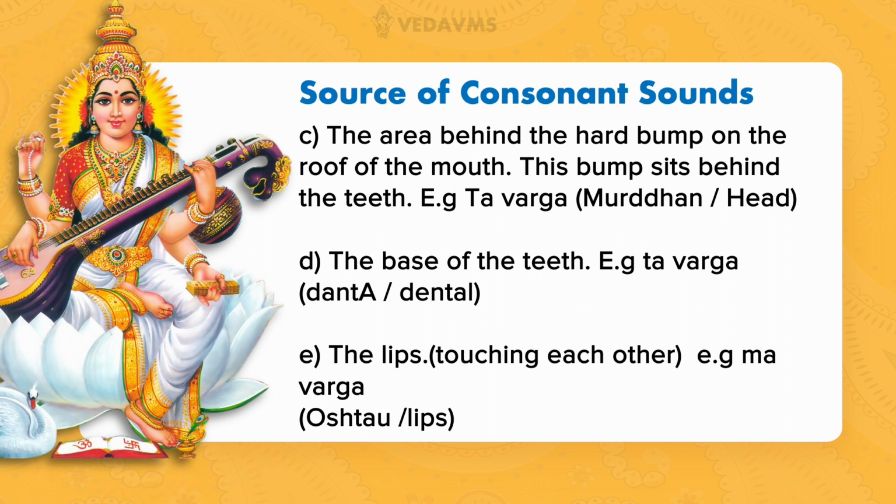The next class or varga is the pavarga. When you say pa, ma, the lips touch each other. So when both the lips come in contact, lips are called oshta. So in the dual, it is oshtau. It is called labial in English or oshtya in Sanskrit. Please try saying pa, pha, ba, bha. All these classes of letters.